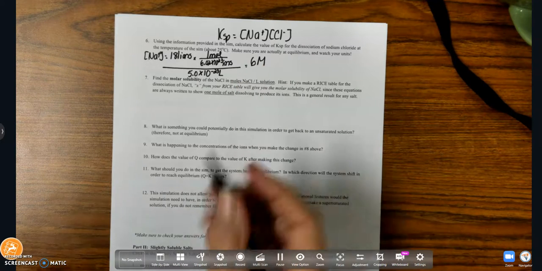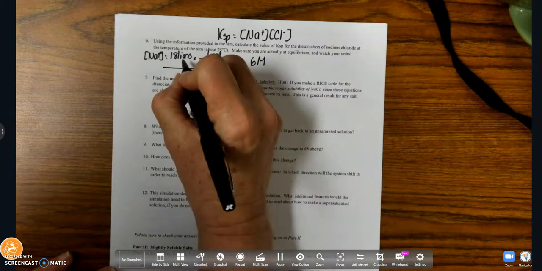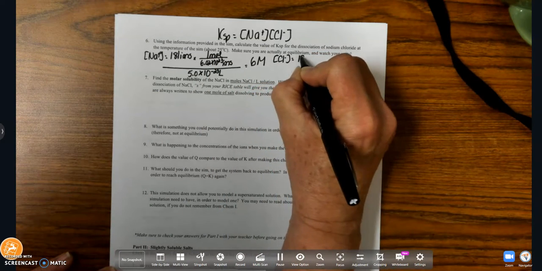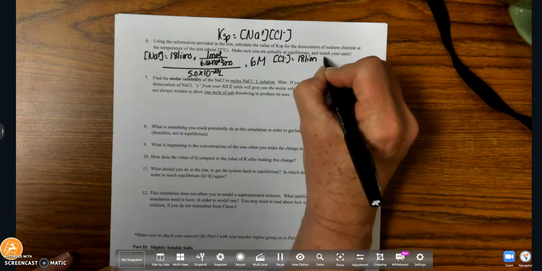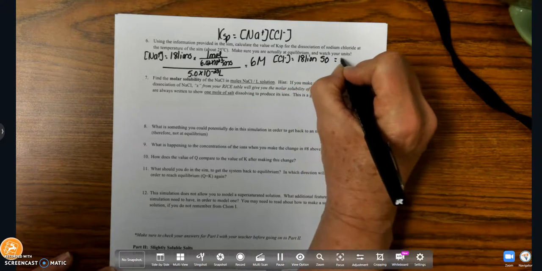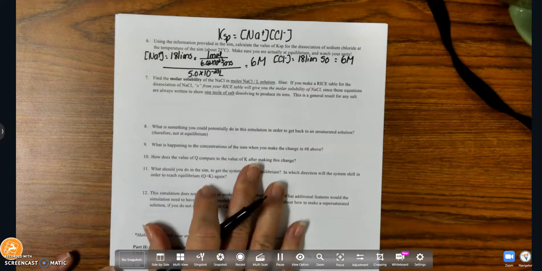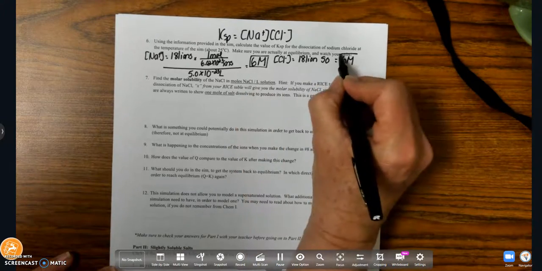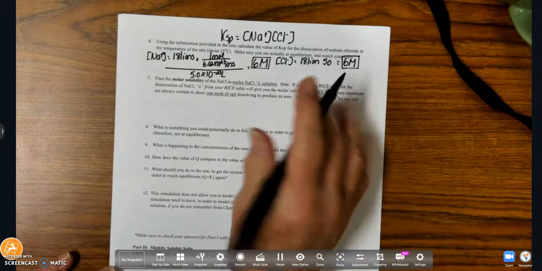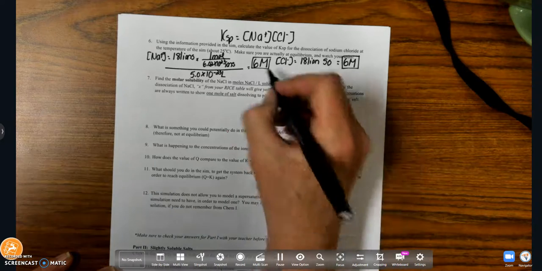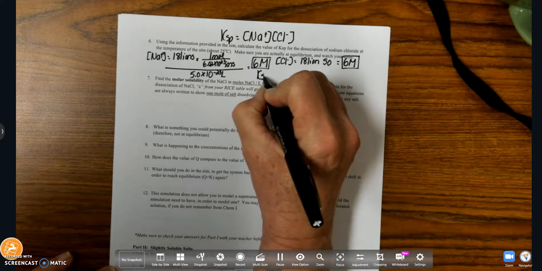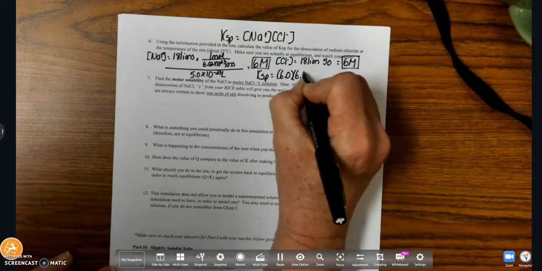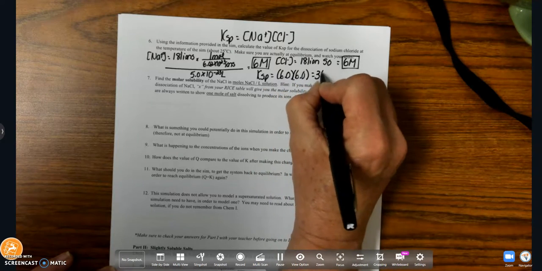Okay. Now, we also have, for chloride, 181 ions, so the concentration is also 6 molar. So I'm going to circle these. Those are my equilibrium concentrations given to me by the sim. I'm going to plug those in. KSP is equal to 6.0 times 6.0, which is equal to 36.